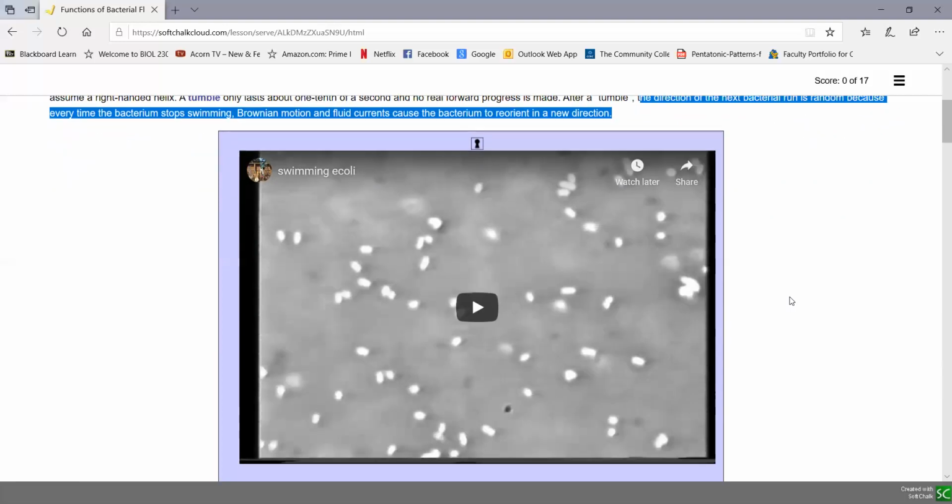Now this video shows some E. coli swimming. And in this particular case with a conventional microscope, we can't see the flagella. E. coli has a peritrichous arrangement, but we can't see them. But what you can see nicely in this video are runs and tumbles.